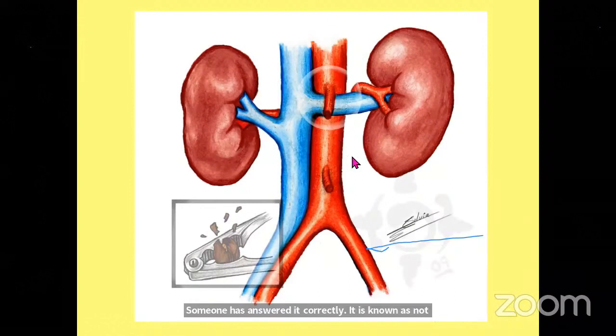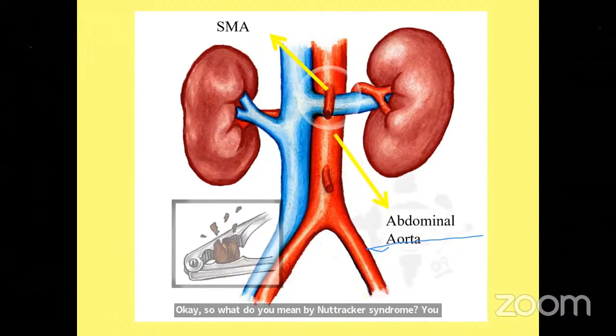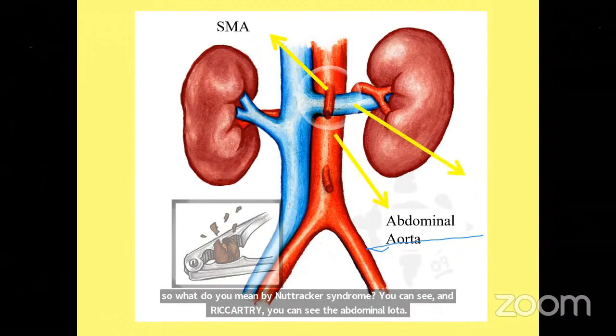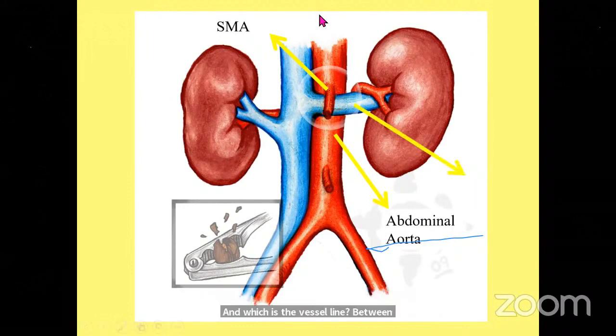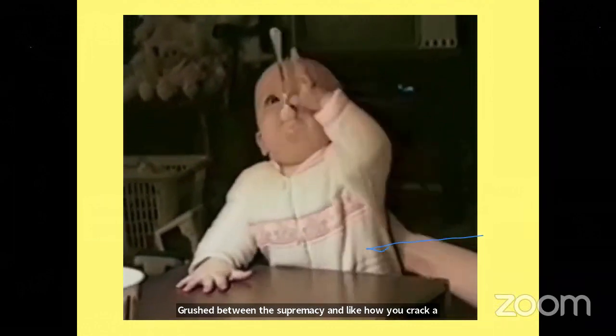Okay. So what do you mean by nutcracker syndrome? You can see the superior mesenteric artery. You can see the abdominal aorta. And which is the vessel lying between the superior mesenteric artery and abdominal aorta? Can someone say? The pointer is on which vessel? Very easy, right? In nutcracker syndrome, yes, left renal vein. So the left renal vein is actually crushed between the superior mesenteric artery and abdominal aorta, like how you crack a nut. So that is known as nutcracker syndrome. Hope all of you are here.